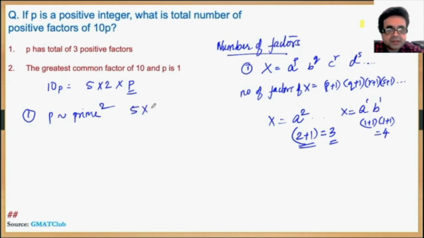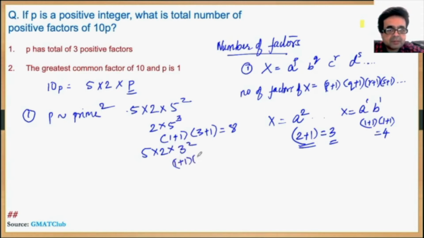So let's just write it down. Let's assume it was 5 squared, right? So that is 5 multiplied by 2 multiplied by 5 squared. So that is 2 multiplied by 5 to the power of 3, and the number of factors here is (1 plus 1) into (3 plus 1), which equals 8. However, if it were a different prime number, for example 5 multiplied by 2 multiplied by, let's say, 3 squared, then you would get (1 plus 1) multiplied by (1 plus 1) multiplied by (2 plus 1), total number of factors as 12. So the data is definitely insufficient.